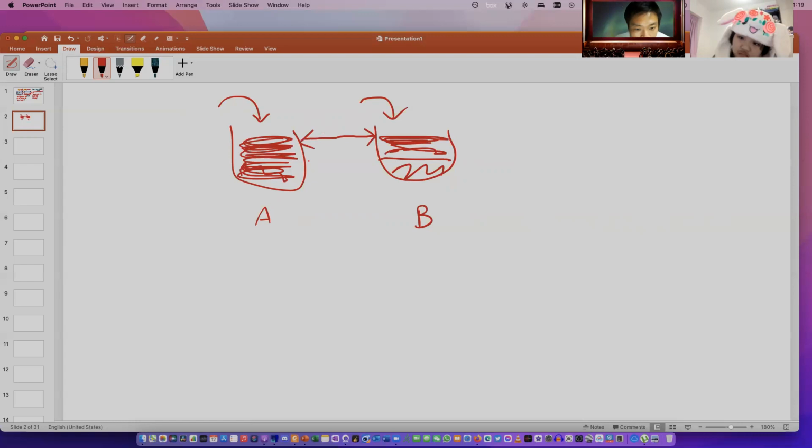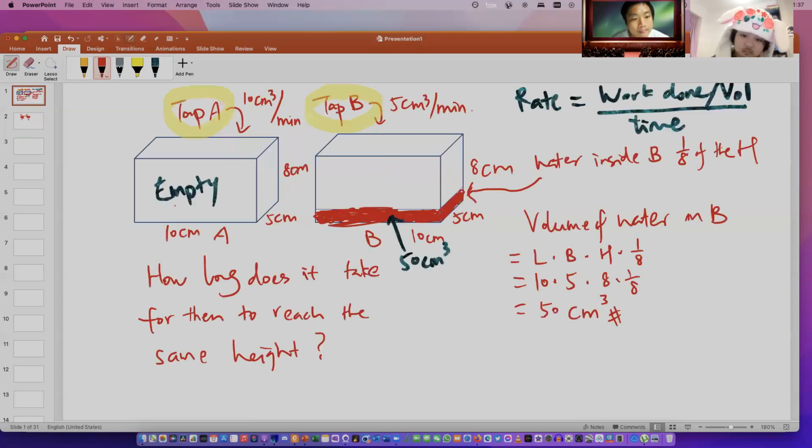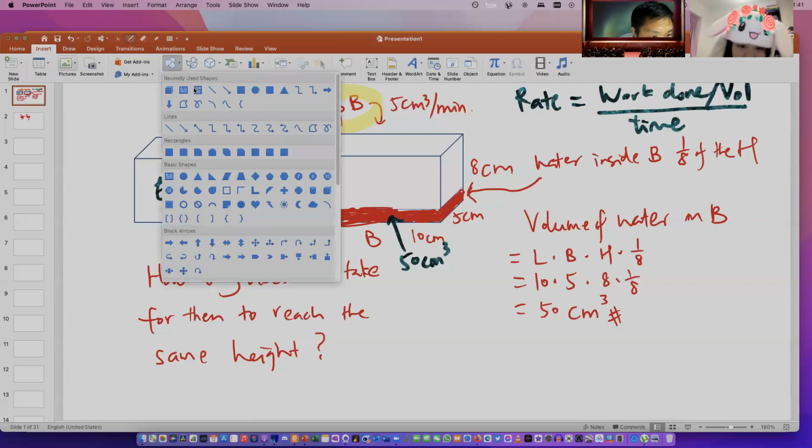Okay, until they will reach the same height. So the question asks how long does it take for them both to reach the same height? So this is the meaning of the question. So how do you go about this question? How long does it take for them both to reach the same height?